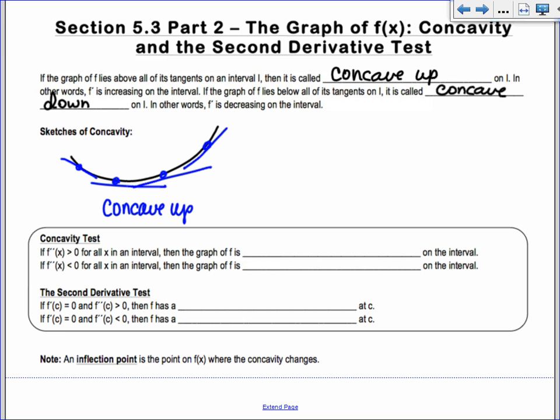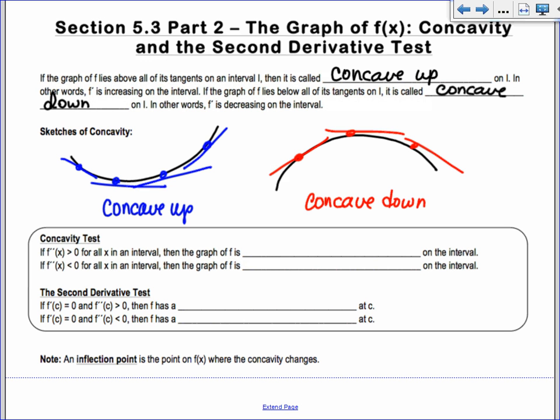Some people say that it holds water, right? It's like a bowl that's holding water. So if I filled it with water, it would hold it. But then there's concave down. Concave down looks like this. All of its tangents lie above the curve. Concave down. So it does not hold water. The water would fall out, right?